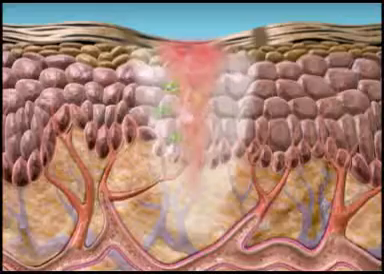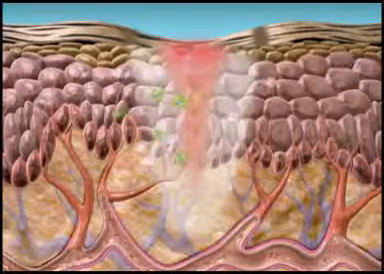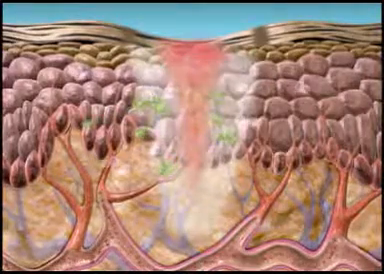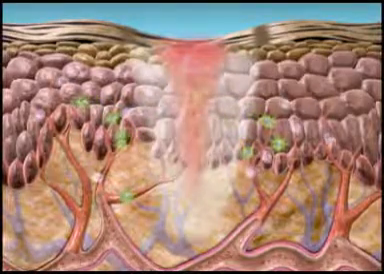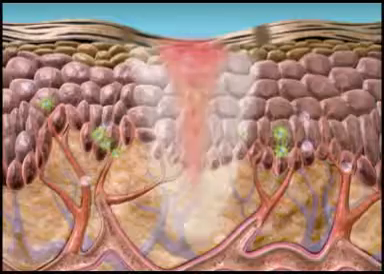By the end of the proliferative stage, white blood cells leave the wound site, edema diminishes, and the wound begins to blanch as the small blood vessels become thrombosed and degenerate.